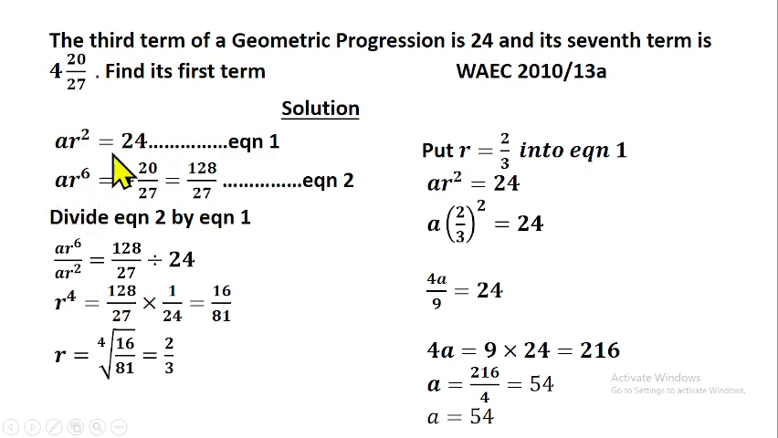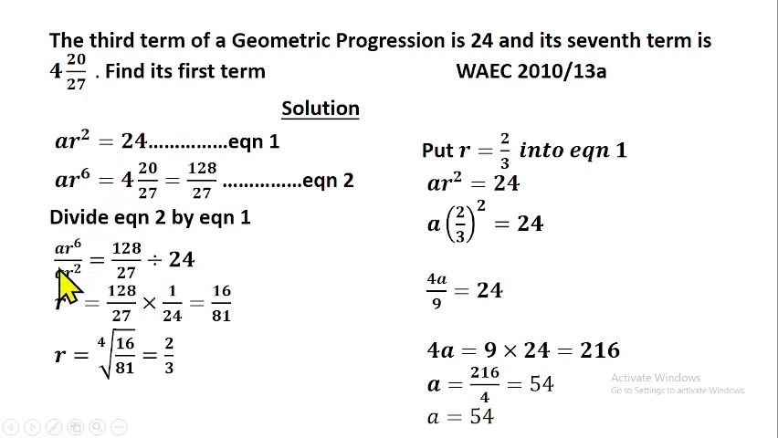Now you can solve these equations simultaneously by dividing equation 2 by equation 1. Whether you want to divide equation 2 by equation 1 or the other way is your choice. So divide equation 2 by equation 1, that means you have a raised to power 6 divided by a raised to power 2.